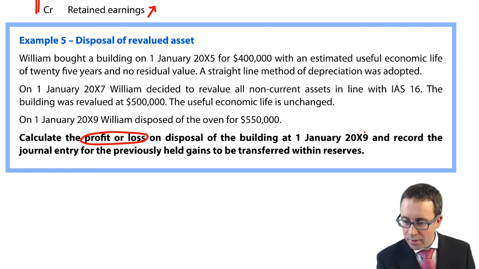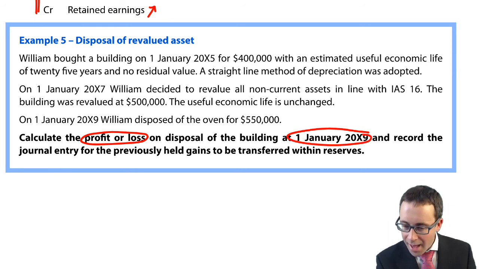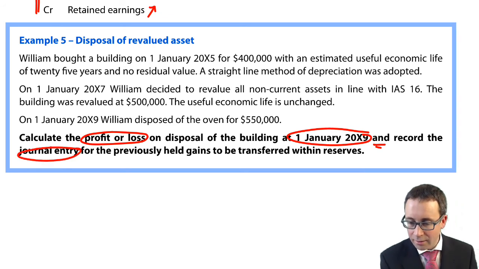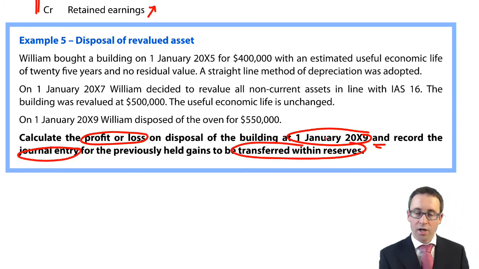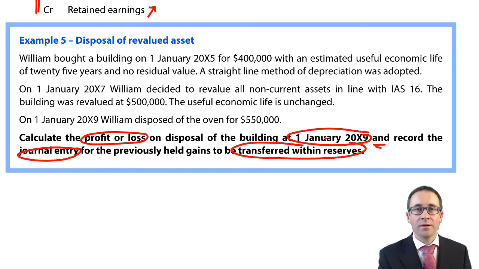What you've got is it wants you to work out the profit or loss on disposal. The profit or loss on disposal was at the 1st of January X9. And it wants the journal entry for the previously held gains for the transfer within the reserves. So that little journal entry above, it wants you to work that out, and the profit or loss on disposal. To work out the profit or loss on disposal, we need to work out the carrying value.